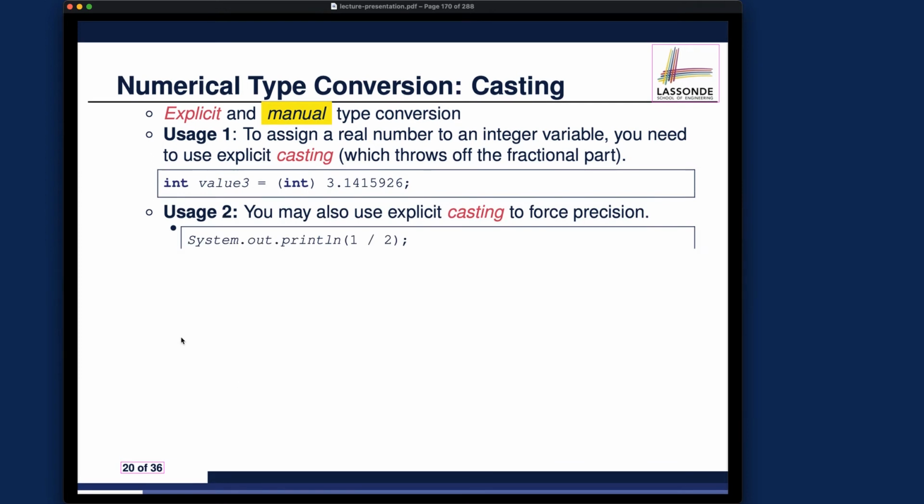Okay, usage number 2. So now you may also use explicit casting. So here the casting is really done the other way. We want to go from integer to double. But why do we want to do it, right? Let's now consider this particular value over here. What would that print to the console?